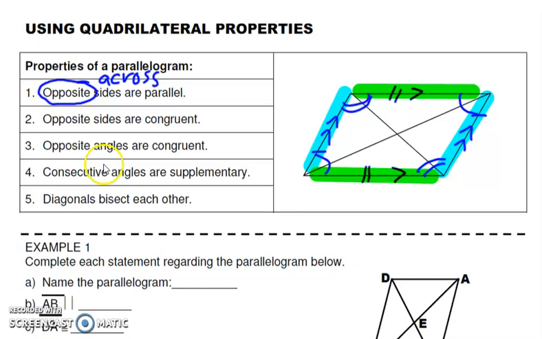The next one is consecutive angles are supplementary. So just to talk quickly about what consecutive means, our new team, the Vegas Golden Knights, they broke a record.